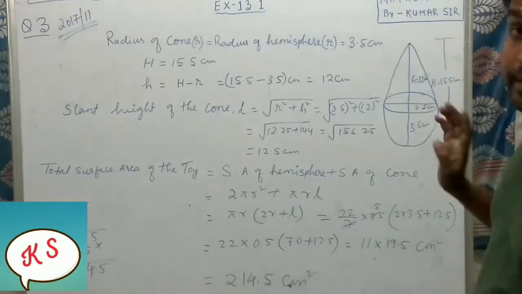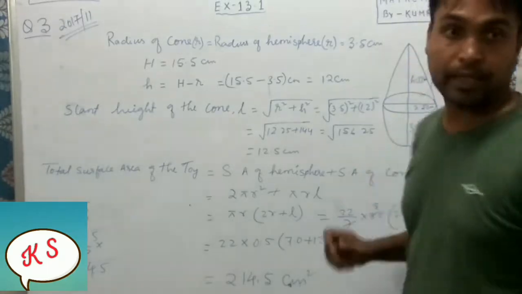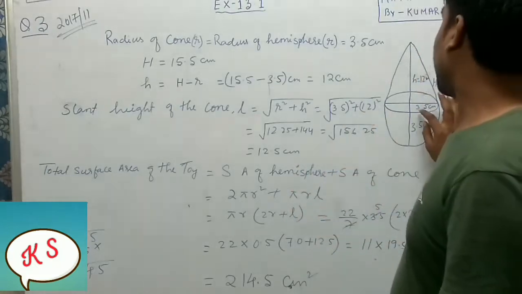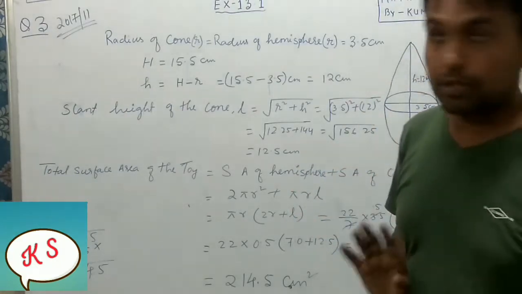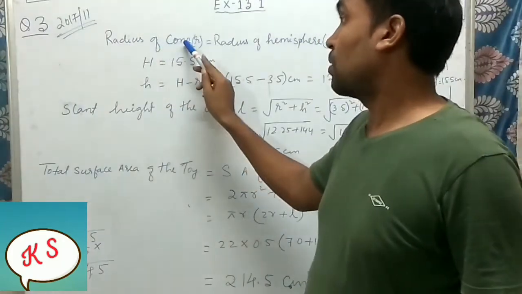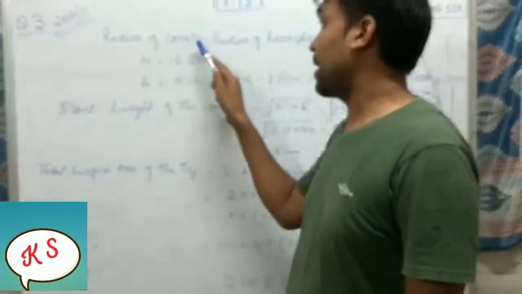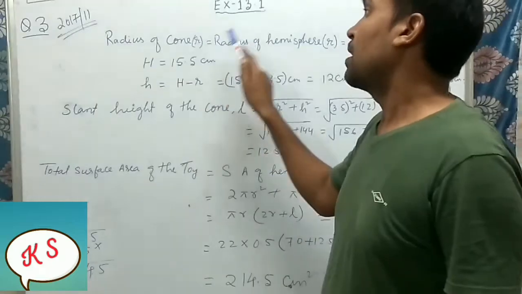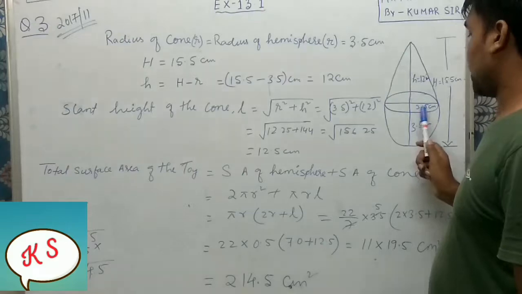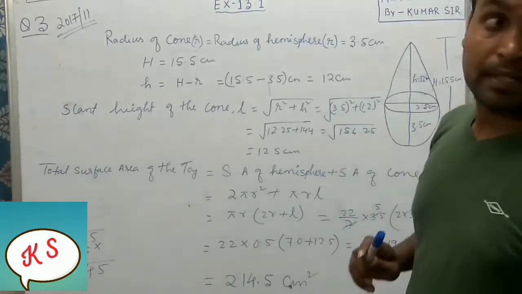This is the hemisphere. It is said in the question that the radius of the toy and the radius of the hemisphere are both the same. Okay, so we have written here 3.5 centimeter. Now what are the things given here? So we will write the radius of the cone, which is represented by r. So radius of the cone r is equal to the radius of the hemisphere. Both are how much? 3.5 centimeter.